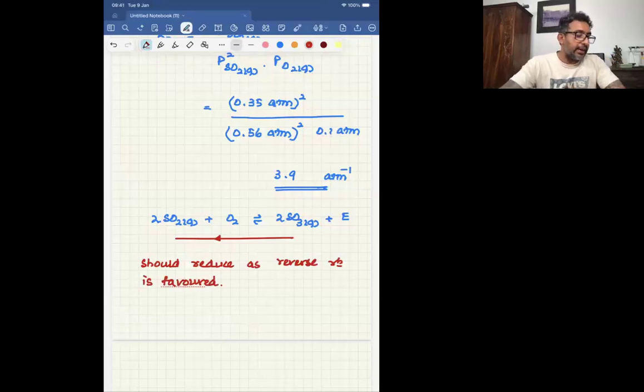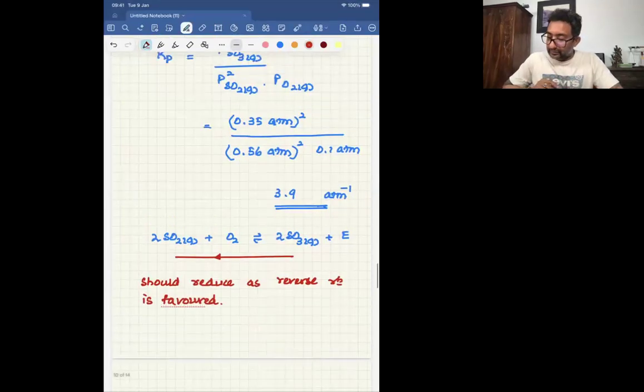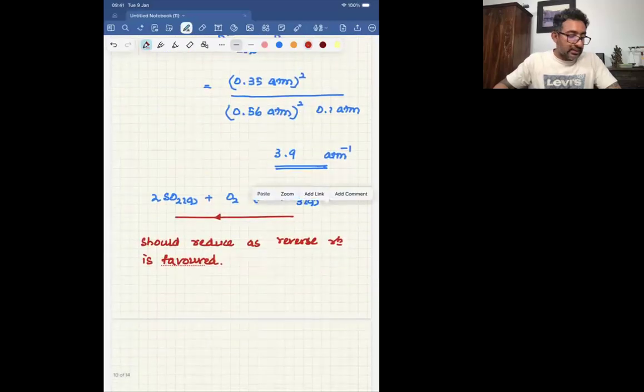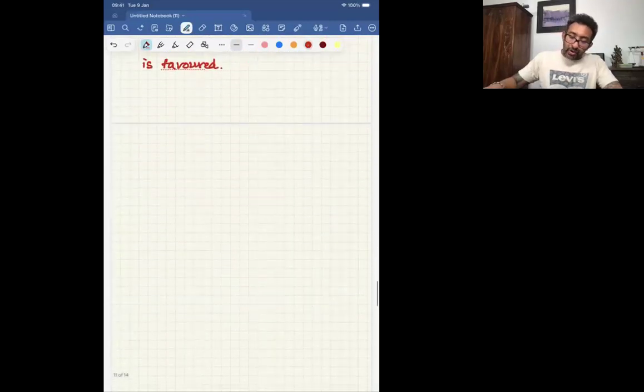3.9 ATM per ATM. Question number 39 is that. Did you all understand that, children? Those who have tried it, even if you haven't tried it, you should be able to do it now. Right? Okay. Let us do question number 40 also.